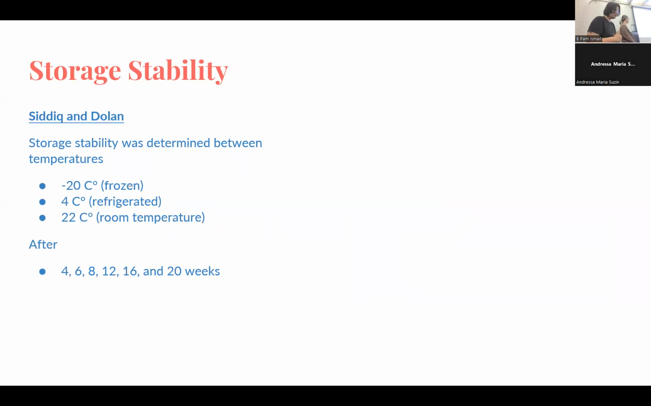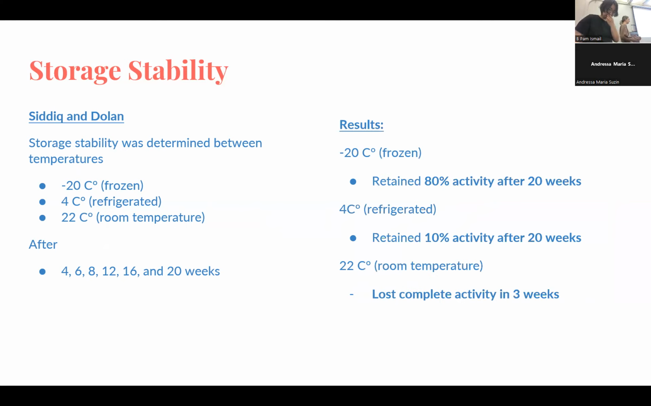So Sadiq and Milan determined storage stability between frozen, refrigerated, and room temperature samples after between 4 to 20 weeks. However, they didn't really show all of their data. They only gave us 3 data points. They told us that at frozen temperatures, the polyphenol oxidase retained 80% of its activity after 20 weeks. For refrigerated samples, it only retains 10% of activity after 20 weeks. And for room temperature, it lost complete activity in 3 weeks.